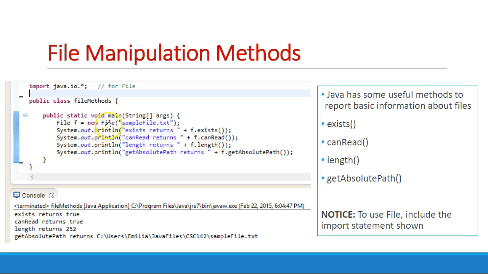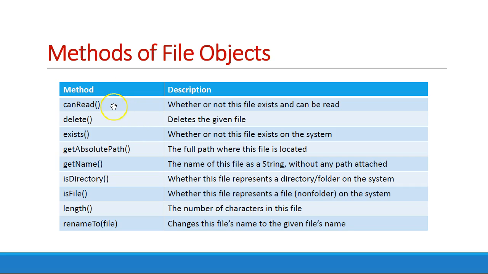In this main here, we're going to create a new File object using samplefile.txt. And then we're going to print to the console whether that file exists, whether it can be read, what the length is, and what the absolute path is. Those are four of the methods you can use on the File class, and here's a bunch more.